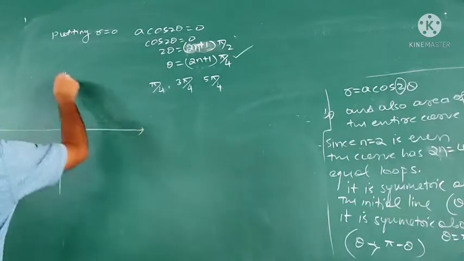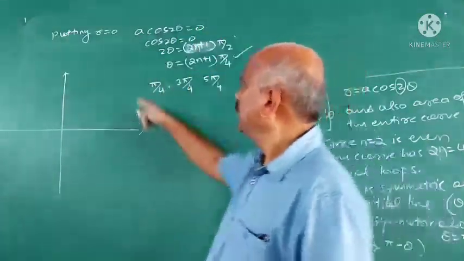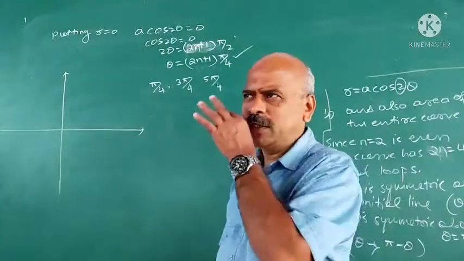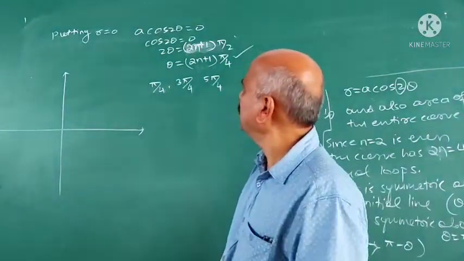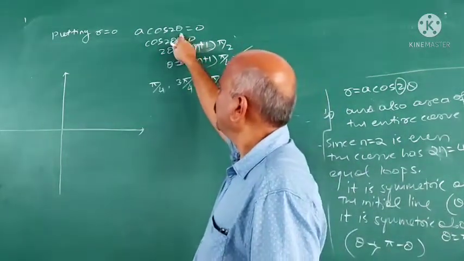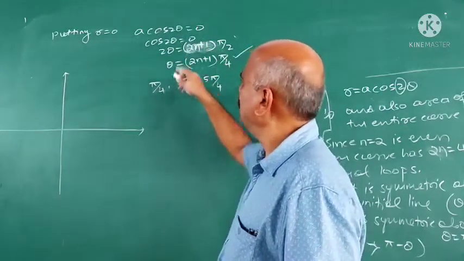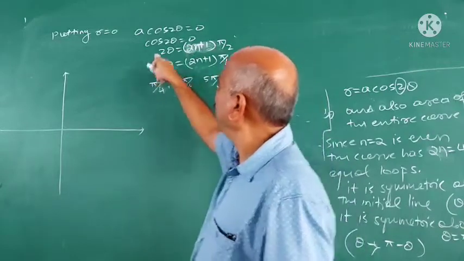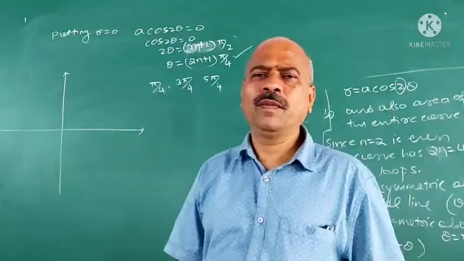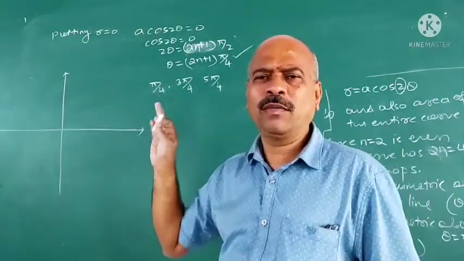Therefore, the curve passes through the pole. Why does the curve pass through the pole? Because putting r is 0, we get theta is 0, or theta is pi by 4. Why does the curve pass through the origin? Because when theta is pi by 4, r becomes 0. Therefore, the curve passes through the pole here.